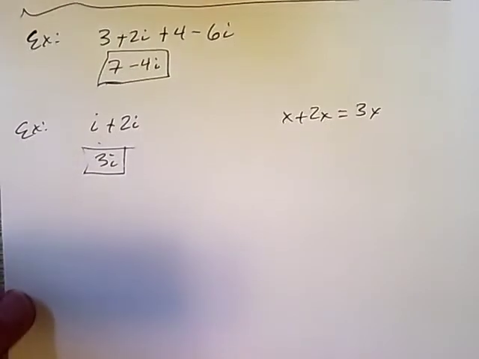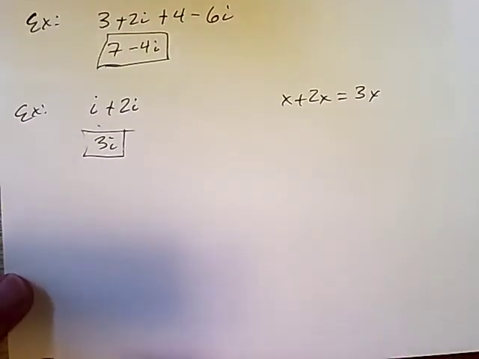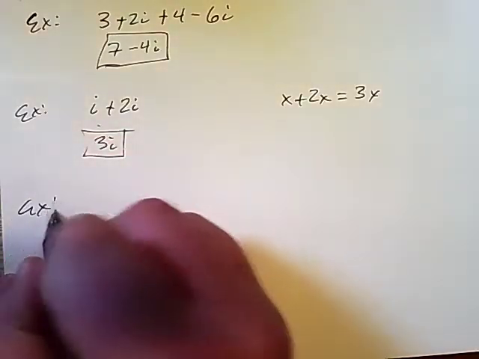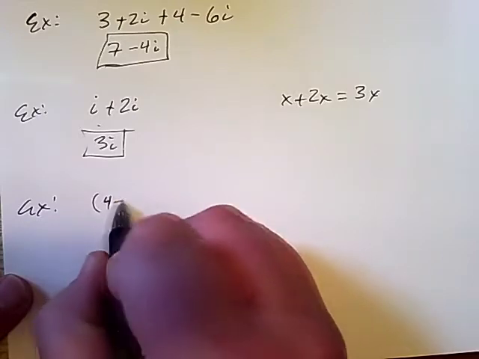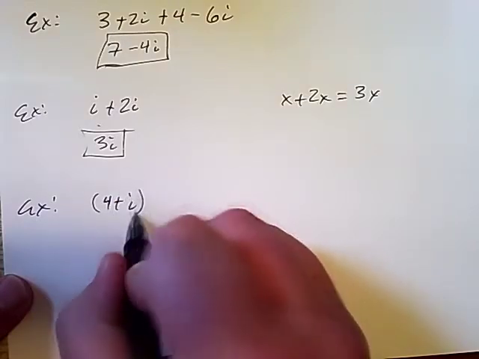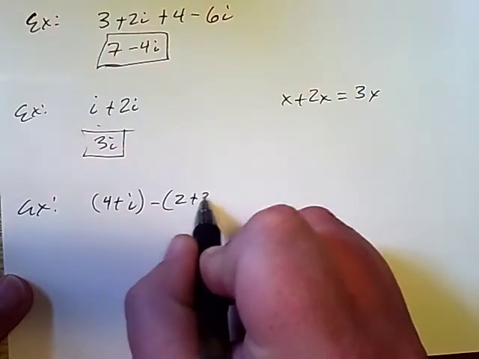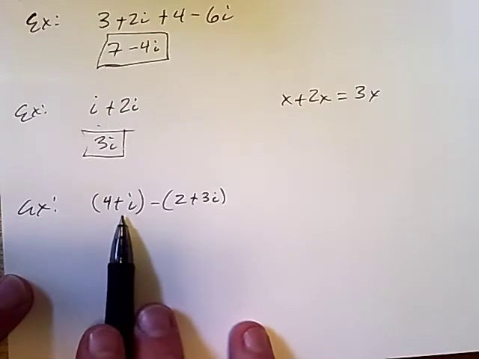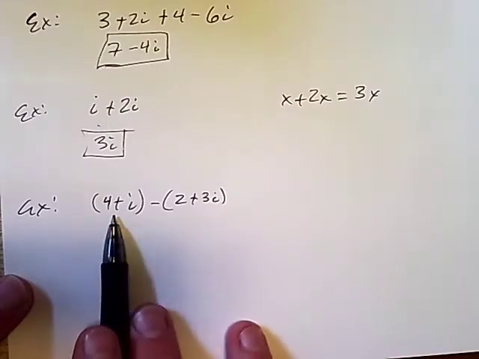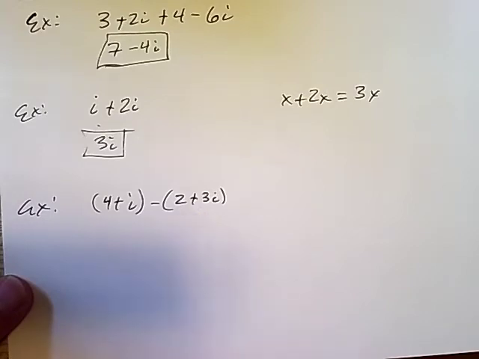Let's try one more. However else might we see this? You may see this as like (4 plus i) minus (2 plus 3i). Alright, now if you see this, 4 plus i is the first complex number, and minus (2 plus 3i) would be the second complex number.